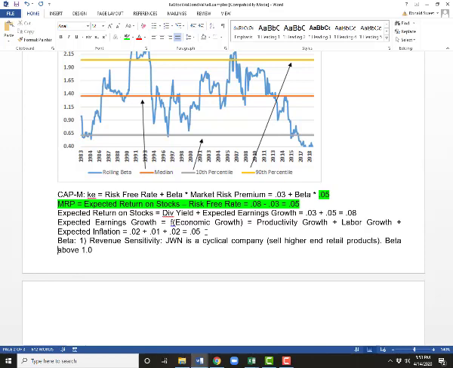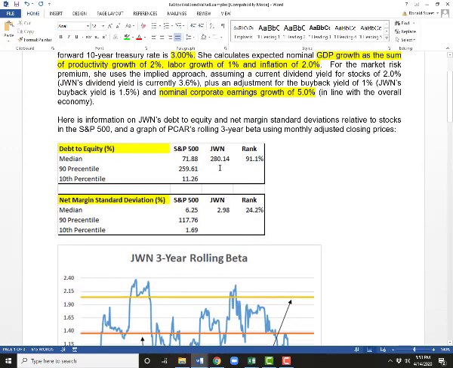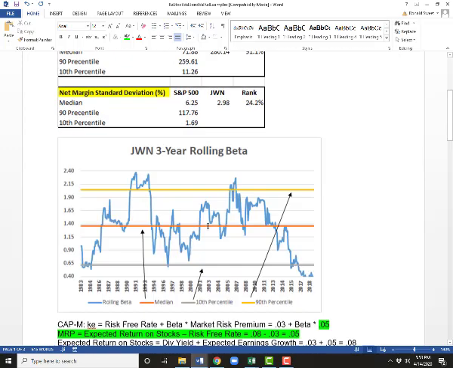The second thing we'll look at is financial leverage. And so what do we notice? Here, their debt to equity, you notice, is 280%, much higher than the S&P.